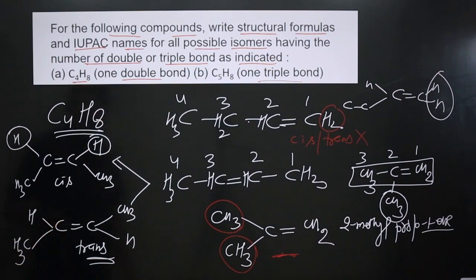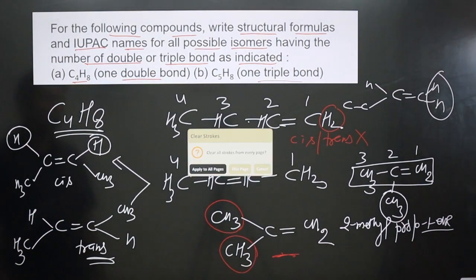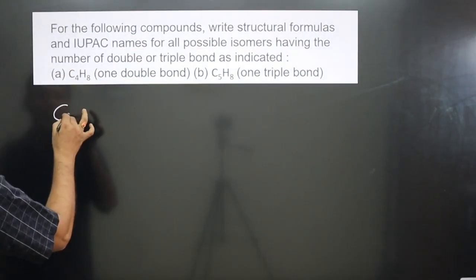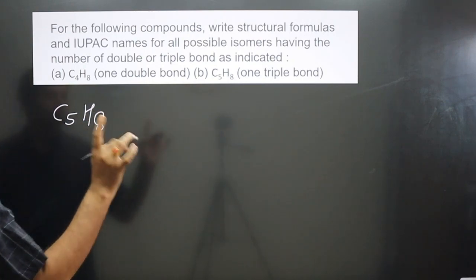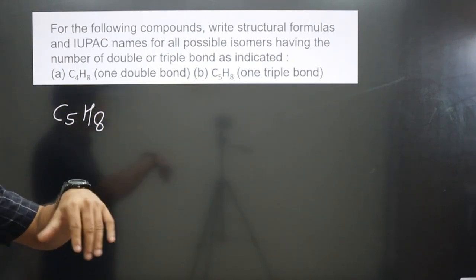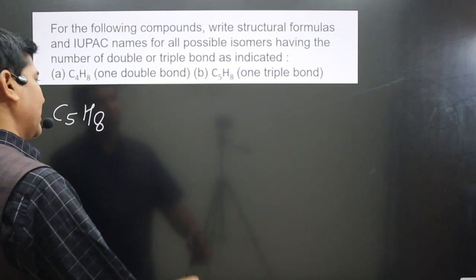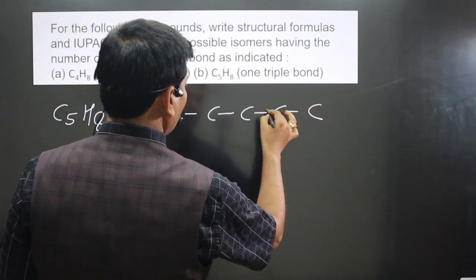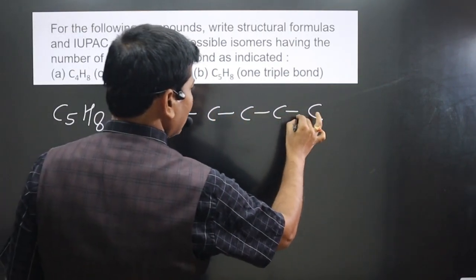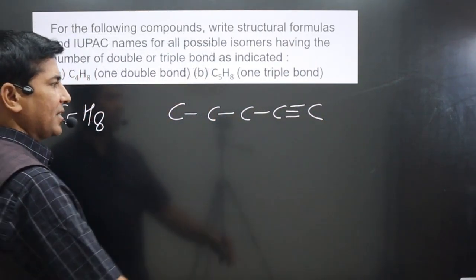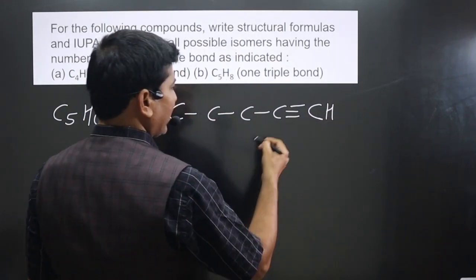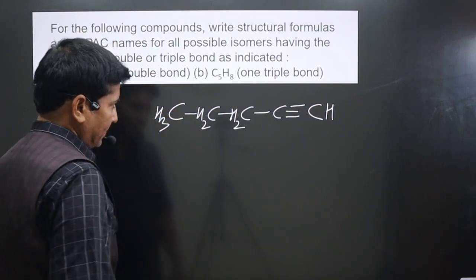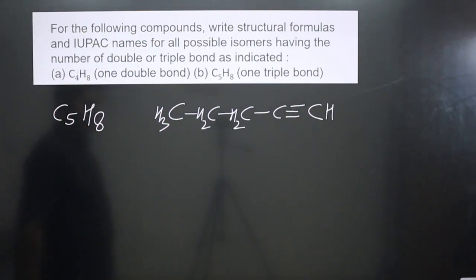Now we move on to the next one. We have C5H8. In this case, one triple bond is present. It does not mention that a double bond is also present, only one triple bond. So we have C, how many carbons? 5 carbons are there: 1, 2, 3, 4, 5. I mention the triple bond at the end, and satisfy the valency of carbon by attaching hydrogen. It is H2, also H2, and here we got H3. One compound we got.